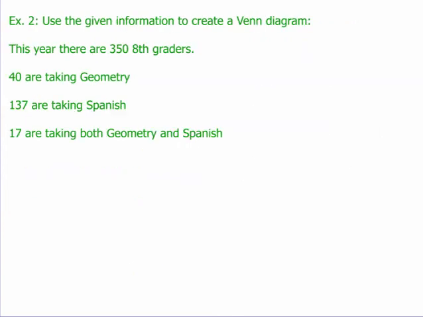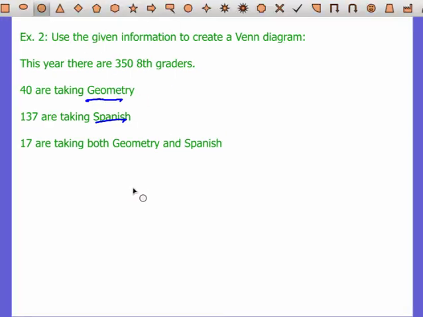Now the other way is we can use given information to create a Venn diagram. So it says this year there are 350 8th graders. 40 are taking geometry, 137 are taking Spanish, and 17 are taking both. Okay, so I'm talking about geometry and Spanish. So let's make geometry and Spanish my 2 circles.